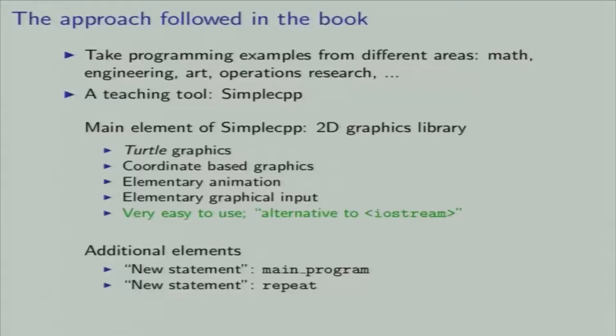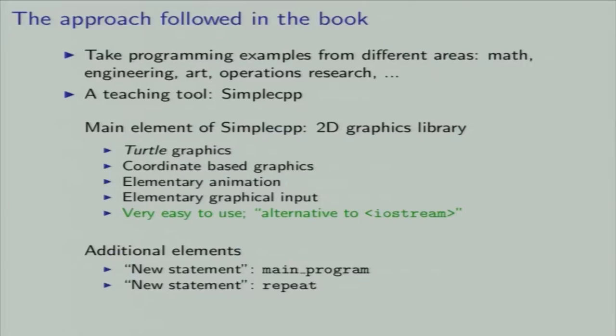So in fact, I think that this kind of a library should become absolutely commonplace. It should become a part of programming languages to the extent that IOStream is a part of programming languages. It also contains a couple of additional features. So there is a so-called new statement, a statement I have included in Simple CPP, a statement which is not there in C++. Don't get so worried about it. It's a very tiny inclusion, and the students have to do nothing in order to use this. So that statement is called main program. You will see it's a fairly trivial inclusion, but it smooths some introductory hurdles.